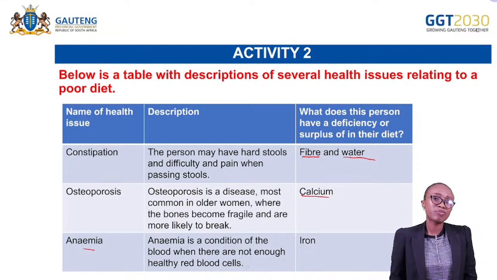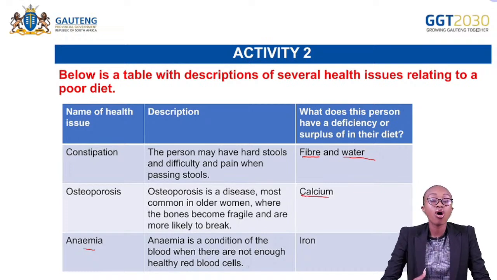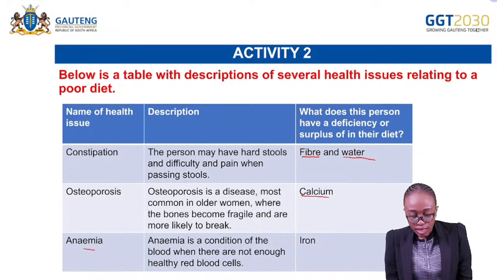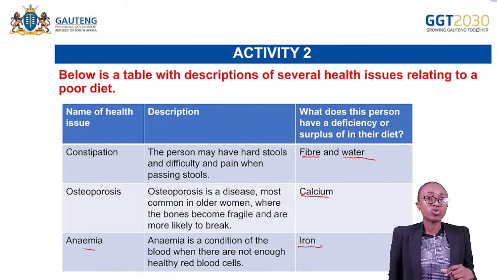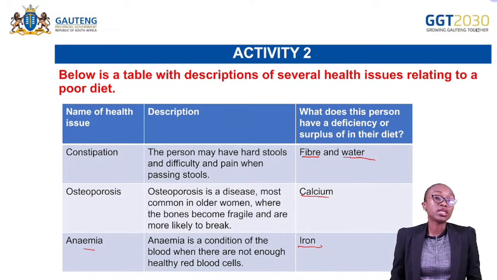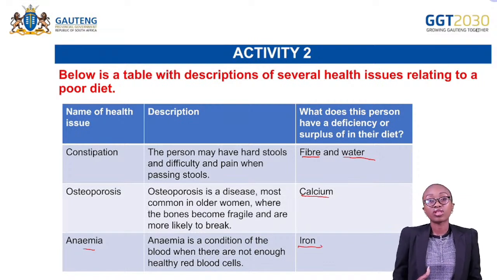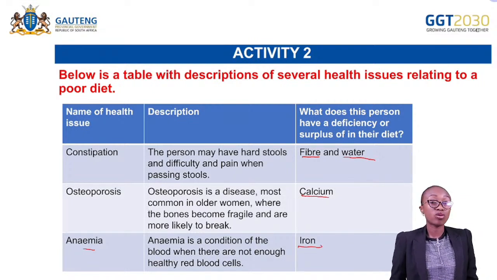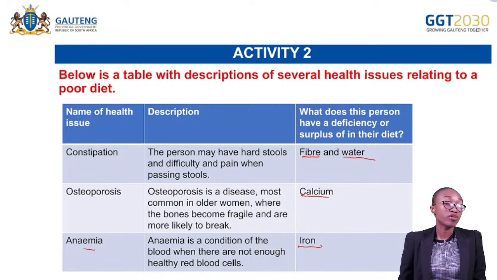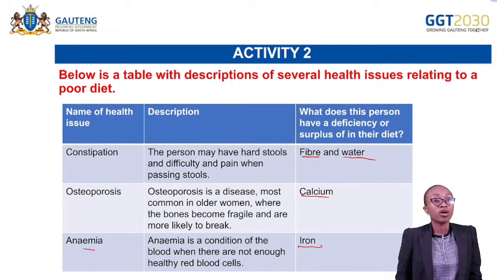So what does this person need to add to their diet so that there is production of more red blood cells? They have to add iron. You get your iron in spinach, you get it in your liver. Remember, the function of iron is to make sure that there is a healthy production of red blood cells. Those are very important cells because they help to carry oxygen around the body.